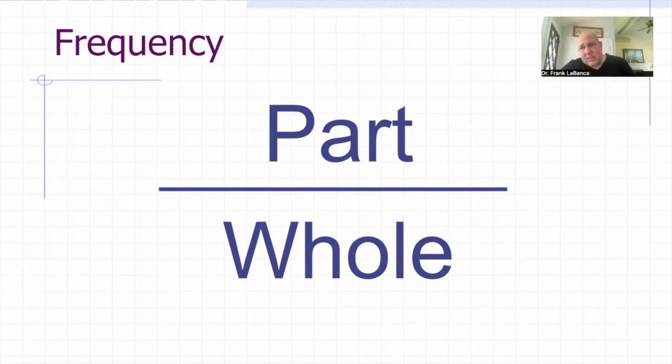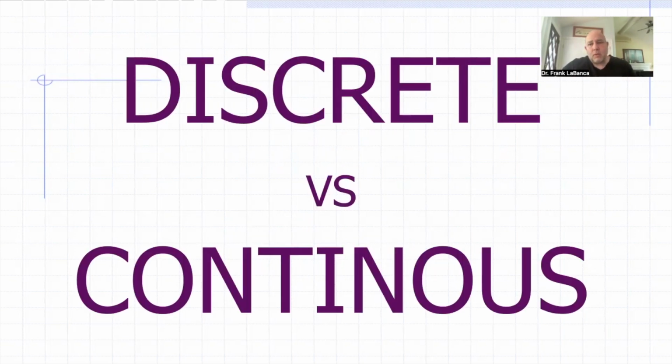Frequency, as I said, is basically part divided by whole. We kind of get that sense with probability too, the part versus the whole. That's the way you get the percentage or frequency.